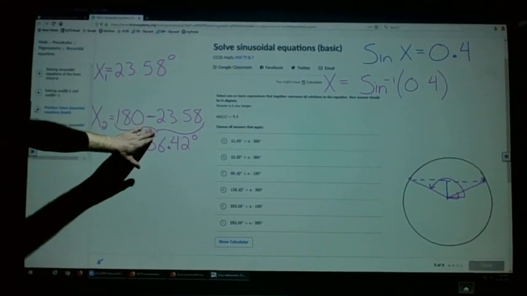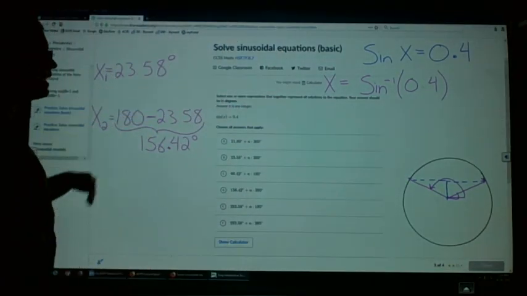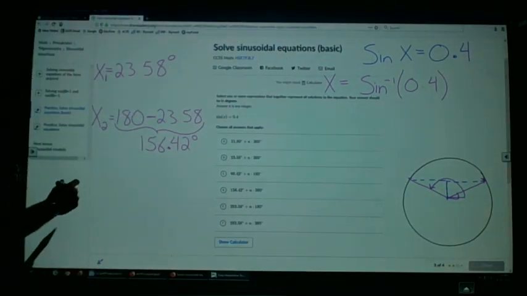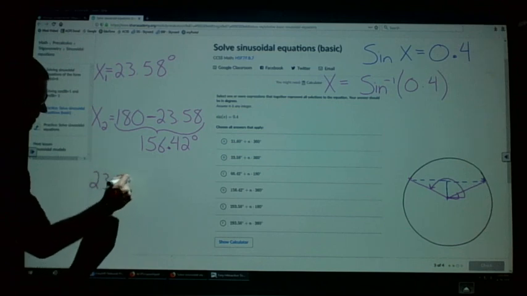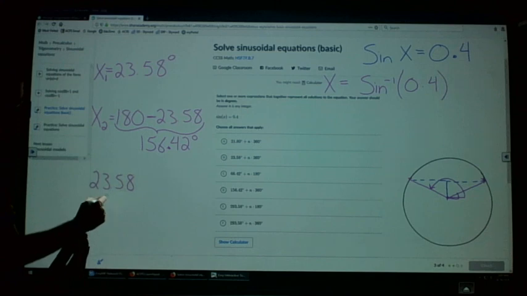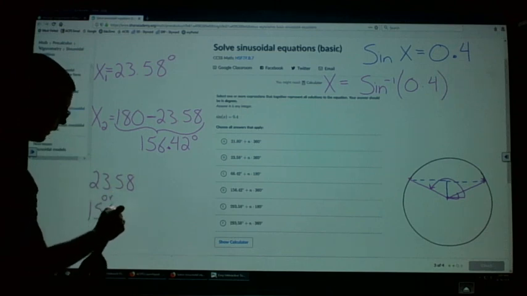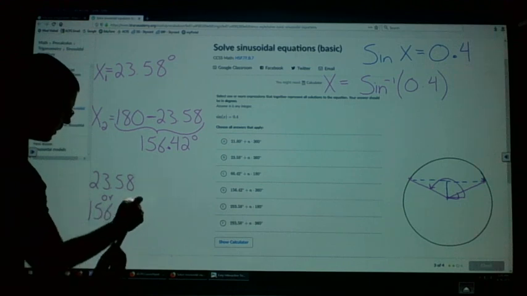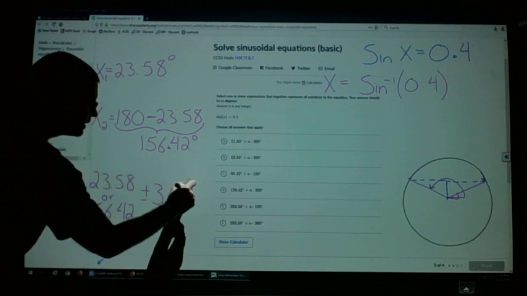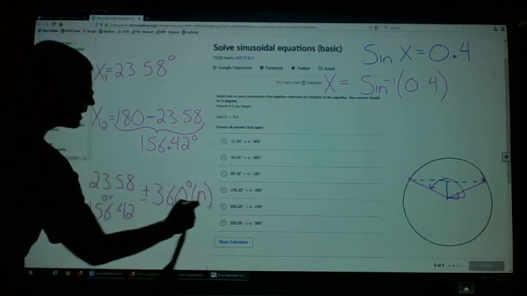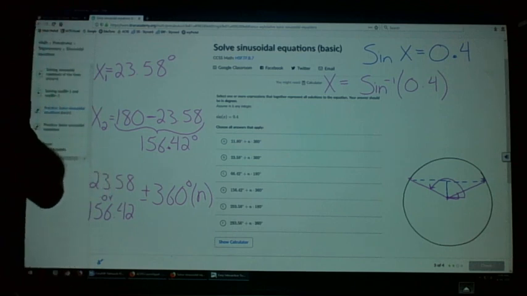And both of those, because it's a circle and because it's in degrees, could be plus or minus 360 degrees. So I have 23.58 or 156.42 plus or minus 360 degrees as many times as I want.